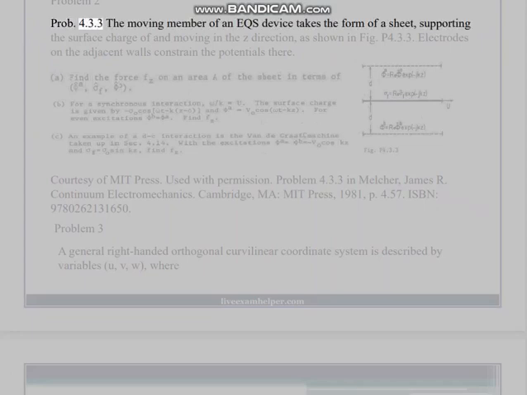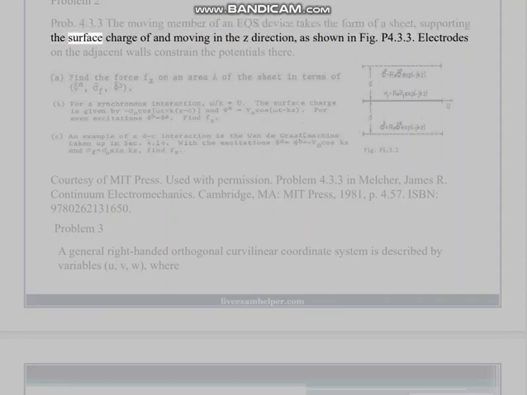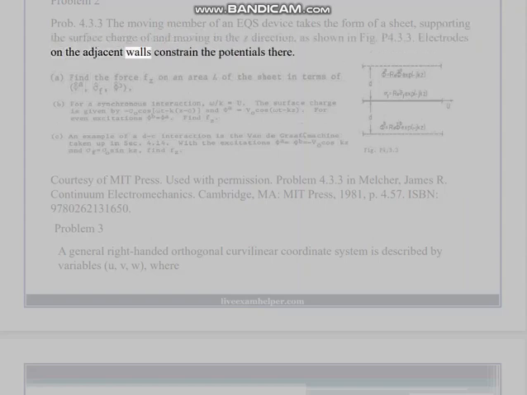Problem 2. Prob 4.3.3. The moving member of an EQS device takes the form of a sheet, supporting the surface charge, and moving in the z direction, as shown in Fig. P4.3.3. Electrodes on the adjacent walls constrain the potentials there. Problem 4.3.3 in Melcher, James R., Continuum Electromechanics. Cambridge, Massachusetts, MIT Press, 1981, p. 4.57. ISBN 9780262131650.